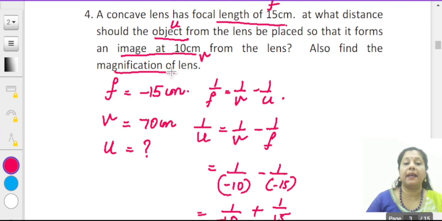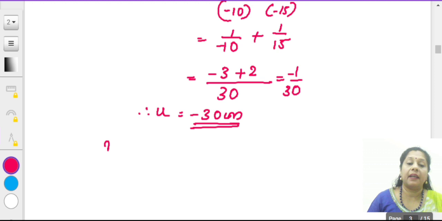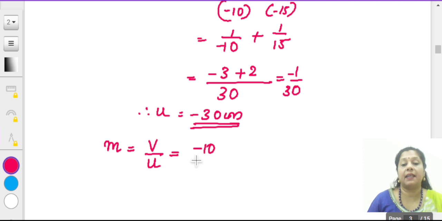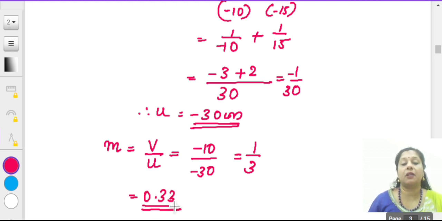Also find the magnification of the lens. So we have to use the formula magnification is equal to v by u. So v is equal to minus 10 upon u is equal to minus 30. So what is the answer? 1 by 3. Minus and minus will become plus, 1 by 3. So magnification is 0.33. If you divide, you will get 0.33.